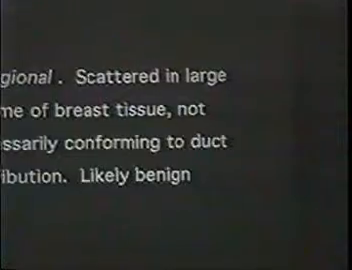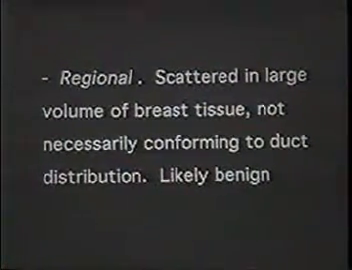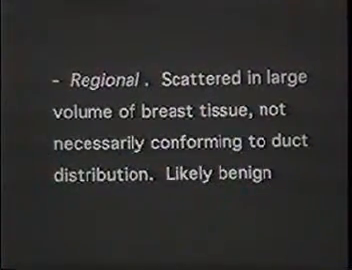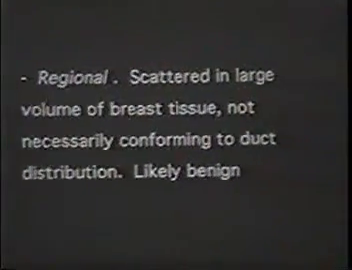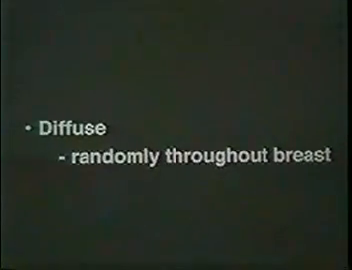Regional calcifications are scattered in a larger volume of breast tissue, which doesn't necessarily conform to a duct distribution. Here's an example where these calcifications were diffusely found in both breasts, but they could be regional as well, and they're likely to be benign. And when we say they're diffuse, what we mean is randomly found in both breasts, and that's an indicator of a benign condition.